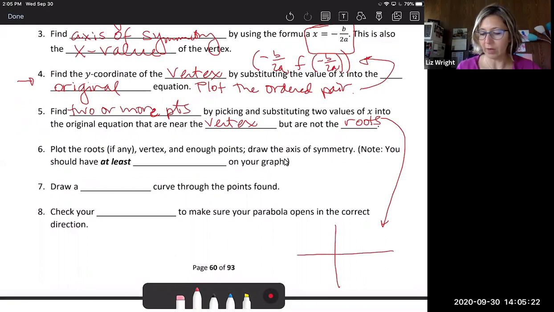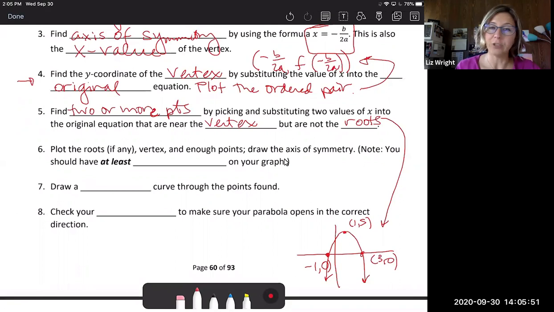So let's say we've got our vertex, and our vertex is going to be at, I don't know, 1, 5. Let's just pretend that that's at 1, 5. And so let's say we've got a root over here, and we'll call this -1, 0. And then let's say we've got our other one over here at 3, 0.